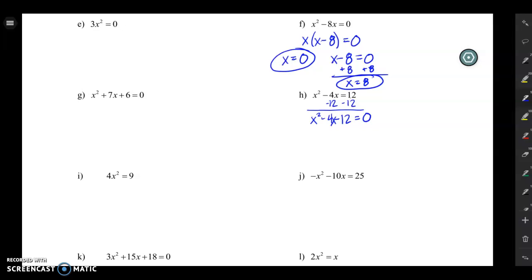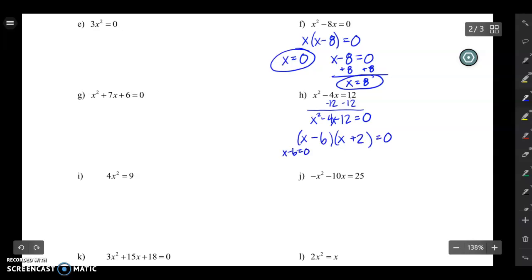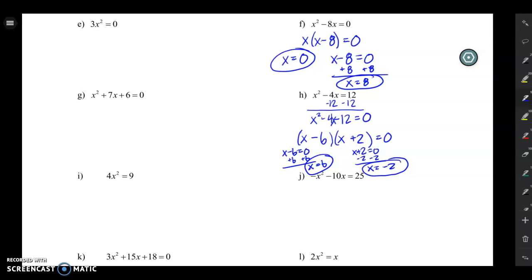So I'm going to factor this, and I notice that I have a trinomial here, so I'm going to do trinomial factoring. Remember, I'm looking for 2 numbers that multiply to negative 12 and add up to negative 4. I can choose negative 6 and positive 2 as my 2 numbers. Then I'm going to set each of those equal to 0. So x minus 6 equals 0, add 6 to both sides, so x equals 6. And then I'll set x plus 2 equal to 0, subtract 2 from both sides, and x equals negative 2, and that's my other answer. Okay. So sometimes the trickiest part of this is really just factoring it.